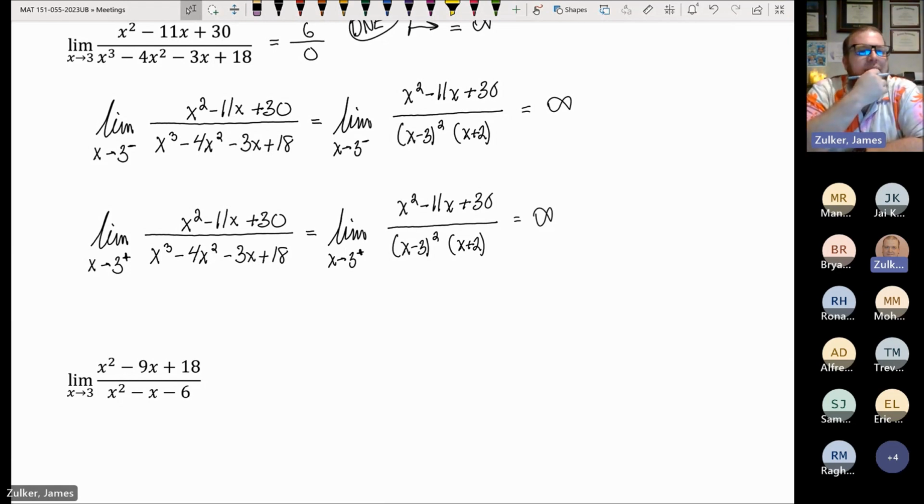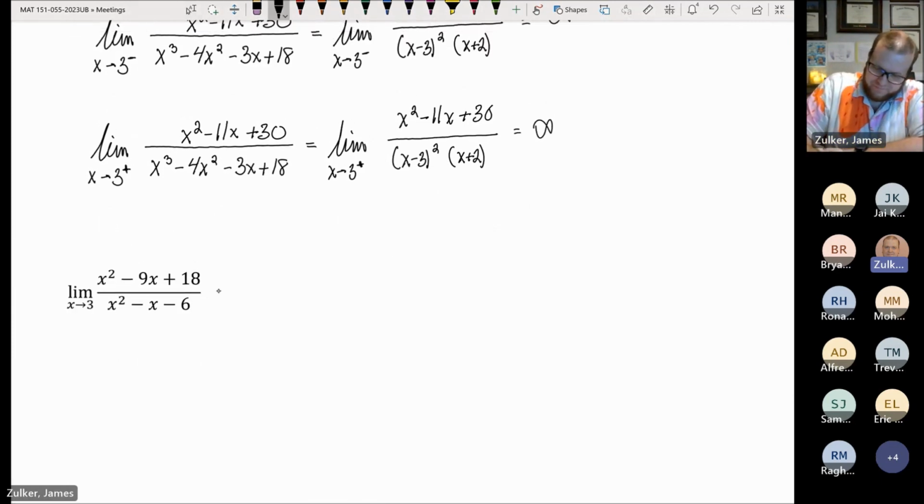If you take a look at this second one, if we plug in 3, we'll get 9 minus 27 is negative 18 plus 18 is 0. 9 minus 3 is 6 minus 6 is 0. This is 0 over 0, which is indeterminate.